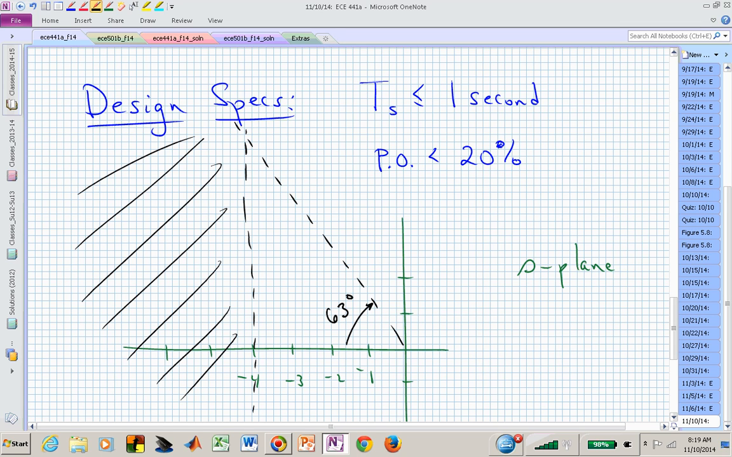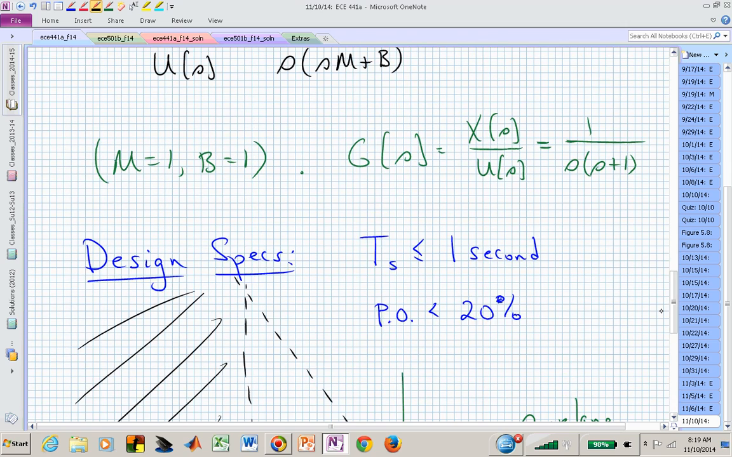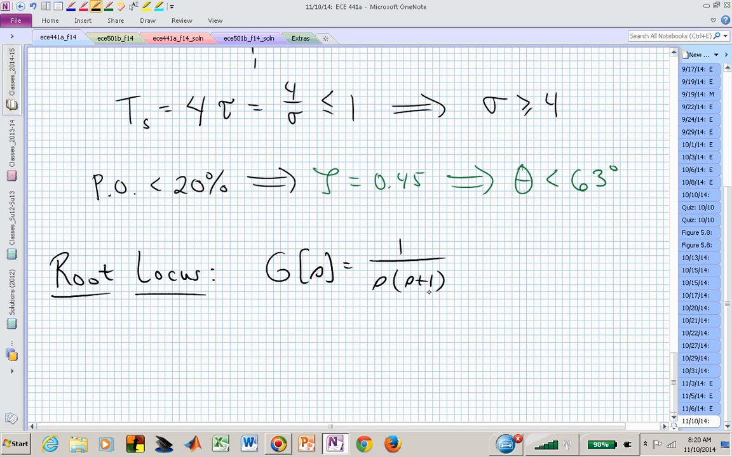Now, what happens for our particular system? We have a system given by 1 over s times s plus 1, and we would like for the closed-loop poles of that system to be in that shaded region. That's the idea. Let's now sketch the root locus, and a lot of times I will say the uncompensated root locus. What I'm meaning is sketch the root locus of this system, the open loop system, without any additional poles and zeros that you might speculate are there.